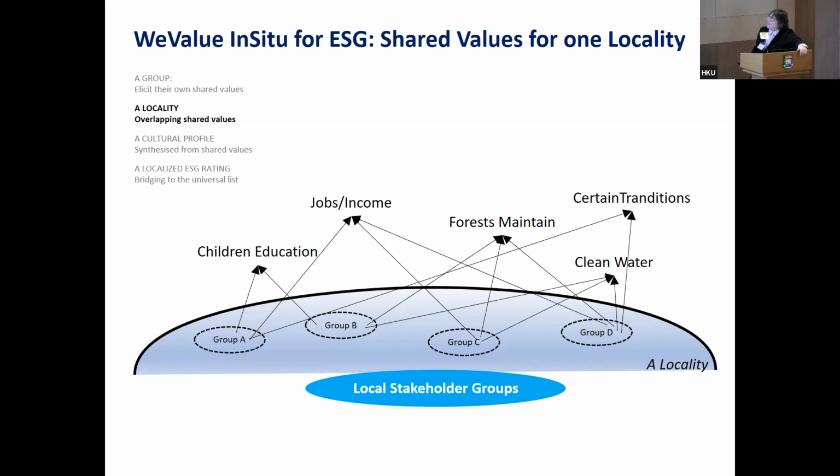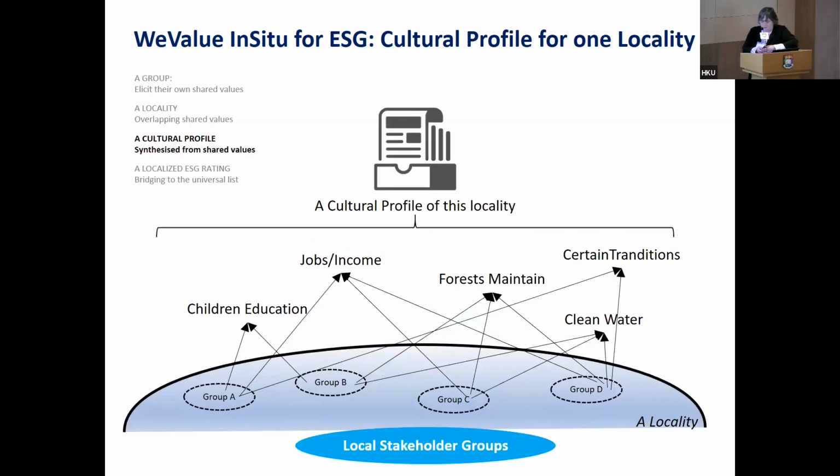And now we're talking about more than one set of values, but there's usually a lot of overlap. And the question then is, how do you integrate them? And that takes a very special, very sympathetic technique. But once you've done that, you now need to create a cultural profile of this locality. And this profile is going to be very clear, a bit like the framework you just saw, but this time it's encompassing the shared values of the whole locality.